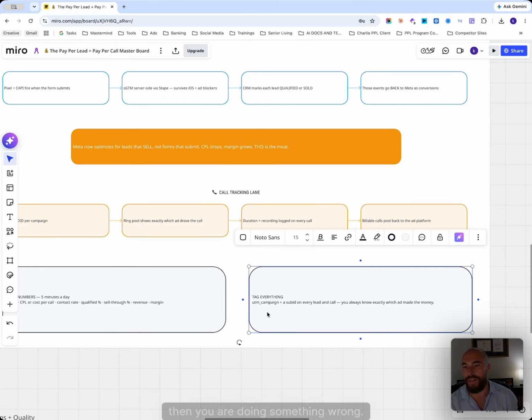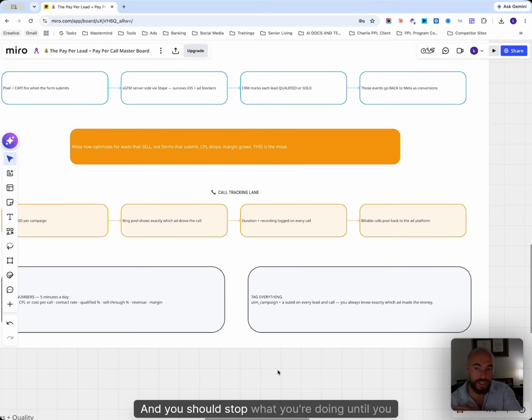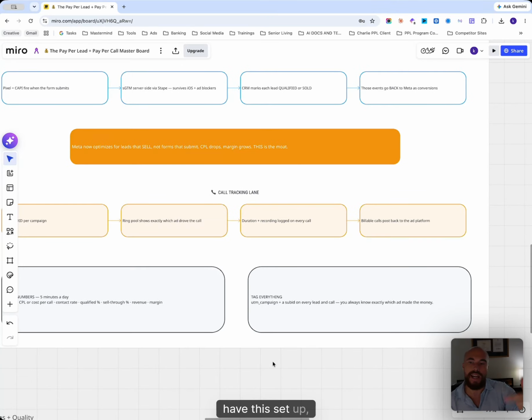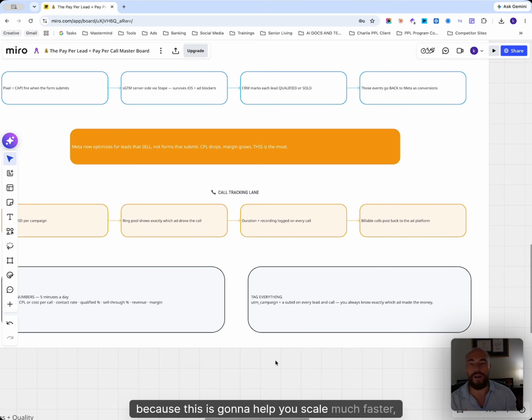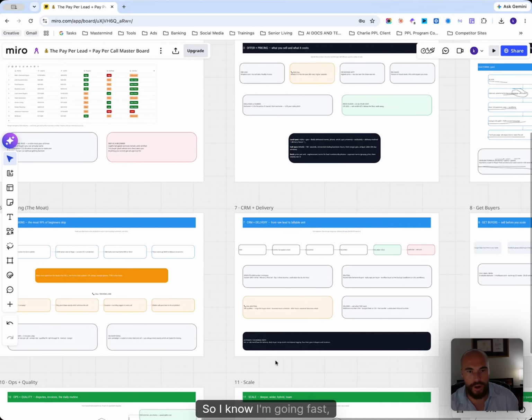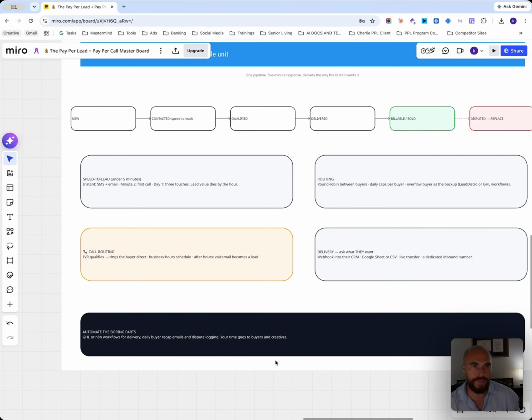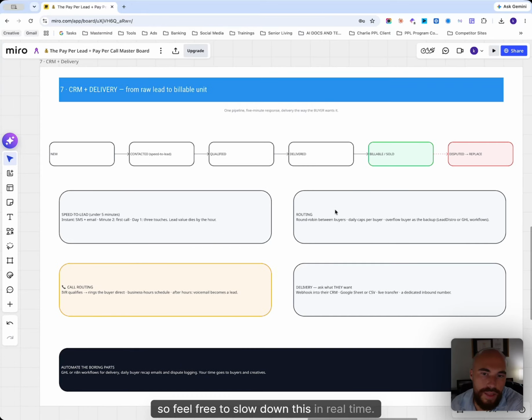You want to know what ads make you more money. And if you don't know that, then you are doing something wrong, and you should stop what you're doing until you have this set up, because this is going to help you scale much faster, much further, and much more efficiently. I know I'm going fast, but there's a lot to go through, so feel free to slow this down in real time.